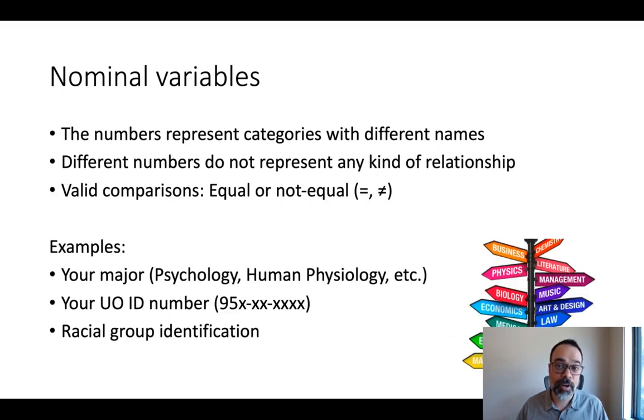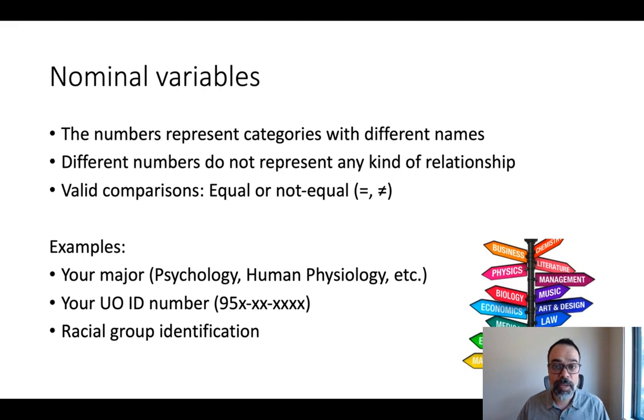Okay, nominal variables are variables where the numbers that we've assigned represent categories. These categories can have different names, but the different numbers don't represent any other kind of relationship besides what category something is from. So the valid comparisons we can make with nominal variables would be whether 2 things are equal or not equal, and that's all the comparison we can make.